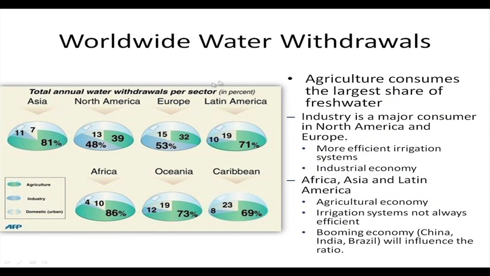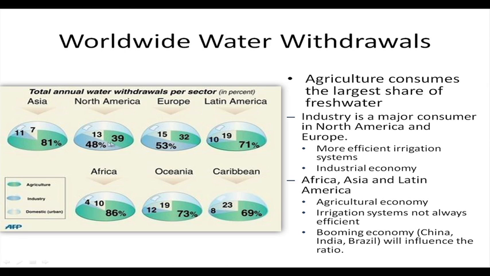So if you look at the worldwide water withdrawal, how water is being used around the world, as you see from Asia, North America, Europe, and Latin America, these four, in Asia you see more and more water being used in the irrigation sector. As you go to the developed economies like North America and Europe, you see less water being used, like 48% and 53%.